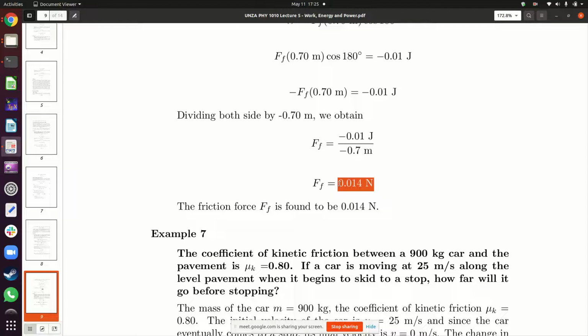So you can move between the work which has been done and the change in kinetic energy, depending on what you have. So you can start from the change in kinetic energy part, then move the other way where you're trying to find out how much work has been done. Are we clear?